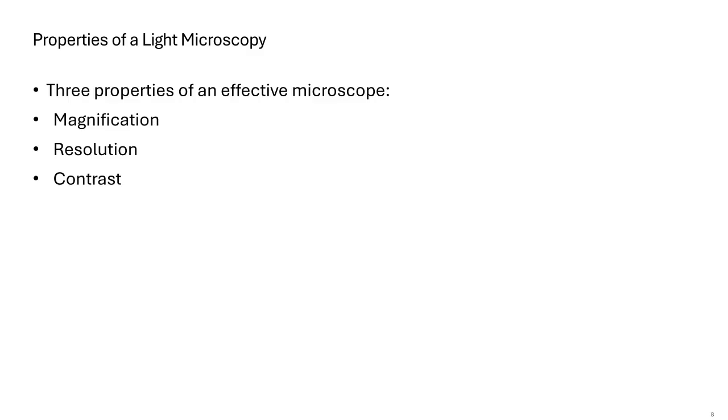So three properties of having a good effective microscope are the magnification, right? How much can you magnify your sample? Resolution, how clear can you see that image? And contrast, which is really light against dark, which helps us again visualize the image. So the amount of contrast you can achieve helps us to visualize the specimen.